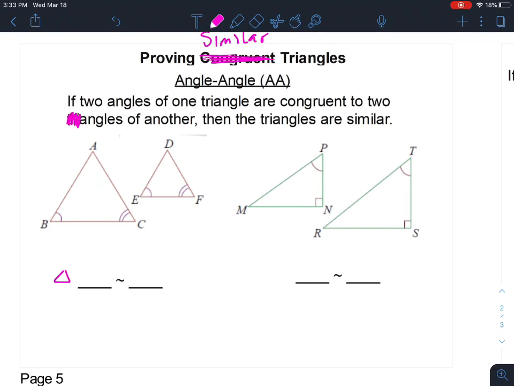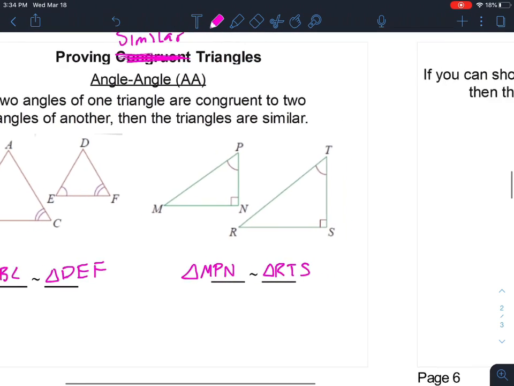So in this case, for this first picture, we can show that triangle ABC is going to be similar to DEF. And in the second one, I can call this first triangle MPN, and the second one will be RTS. And those must be similar.